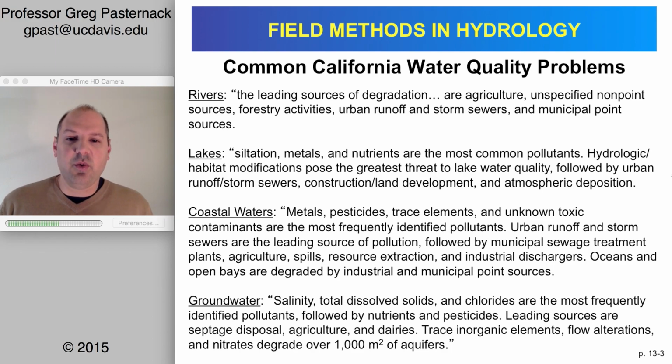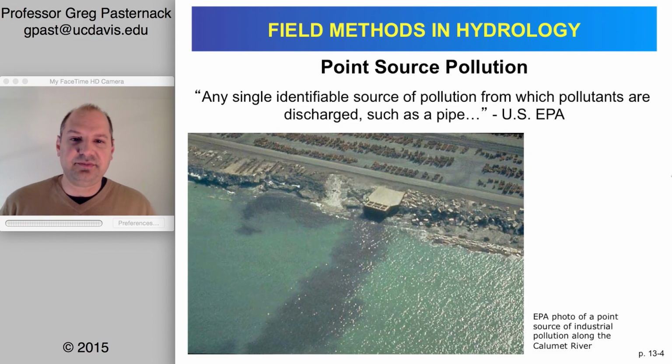And with coastal waters, we have pesticides, trace elements. So you can look at this, and I'll leave that for you to read, but there are typical water quality problems. There's some similarities across these water bodies and some differences.